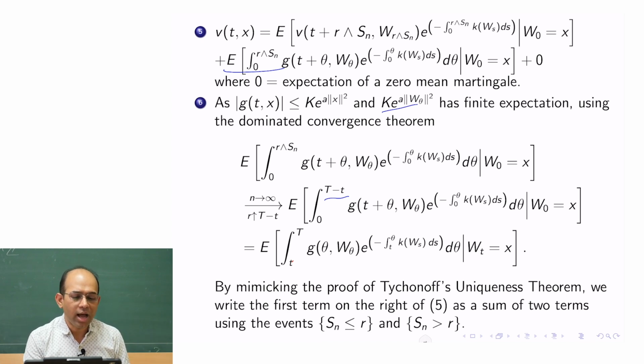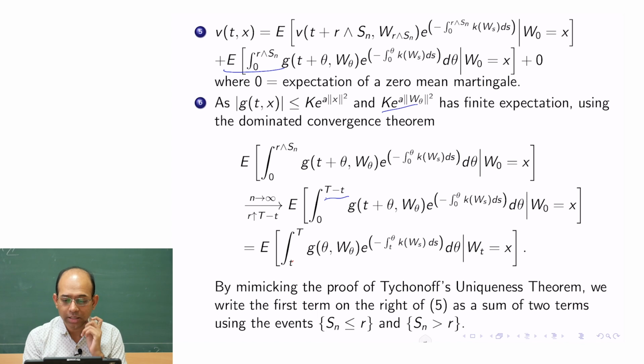And on the other hand, I am also increasing to capital T minus small t, so I would get here capital T minus small t. Okay, so g of t plus theta, and the integrand is g of t plus theta w theta e to the power of minus 0 to theta k w s ds, and then everything is integrated with respect to theta. So this whole thing can also be rewritten as expectation of integration small t to capital T g of theta w theta, and this term.